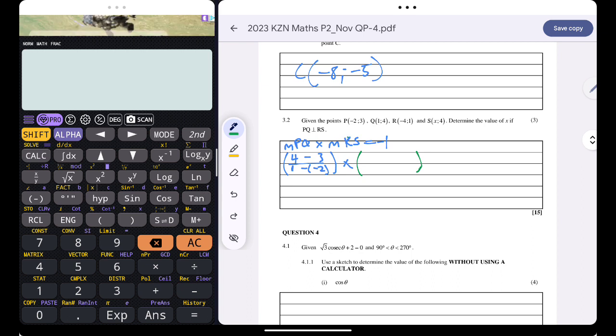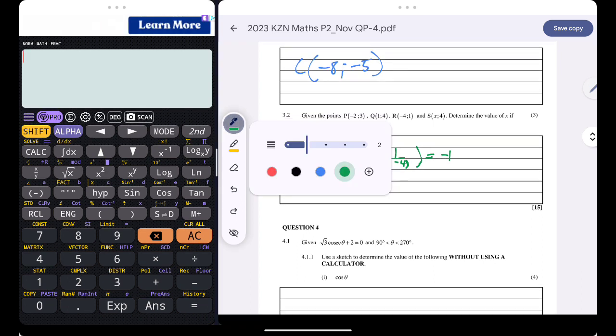The gradient of line RS, I'll simply take the y value at point S, which is 4, minus the y value at point R, which is 1, all over the x value at point S, and that is x, minus the x value at point R, which is -4. This thing should give me -1. Are we together?